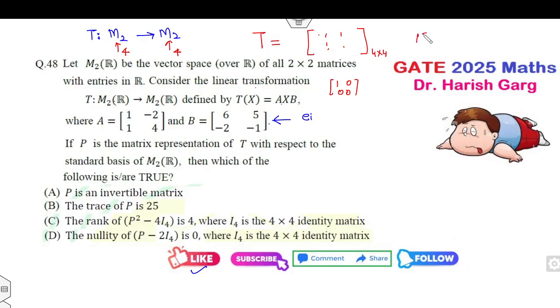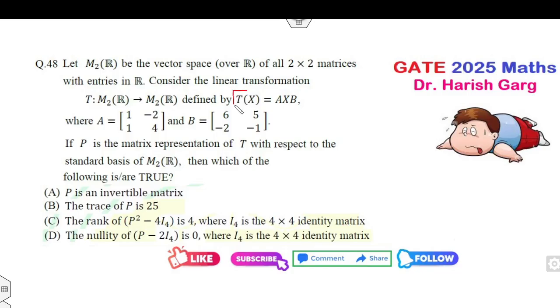You can solve this problem within the 15-second time period. How? First of all, the matrix is given as A and B. Can you find the eigenvalues of the matrix A? That will be lambda square minus 5 lambda plus 6, so the eigenvalues of the matrix are 3 and 2.